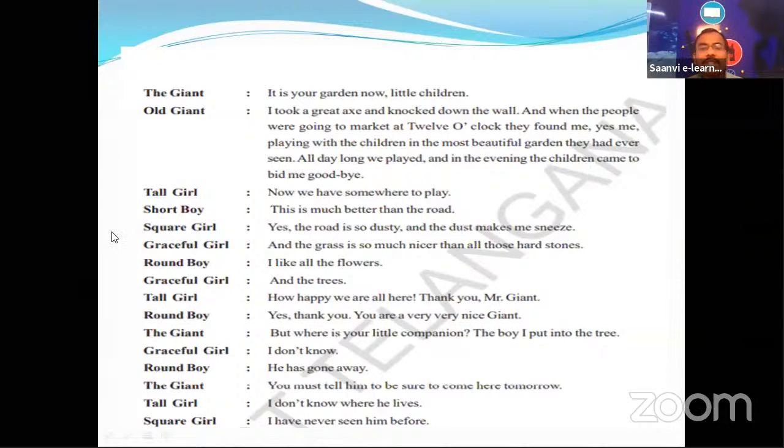The giant: You must tell him to be sure to come here tomorrow. You must inform him to be sure to come here tomorrow, because the giant wanted to meet the tiny boy, the small boy. Tall girl: I don't know where he lives. Then the tall girl said that she didn't know where the small child lives. Square girl: I have never seen him before. Then the square girl said that she had never seen the small boy before. Maybe that boy is not from that area. We will come to know who the small boy is.